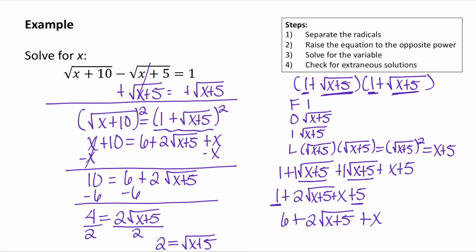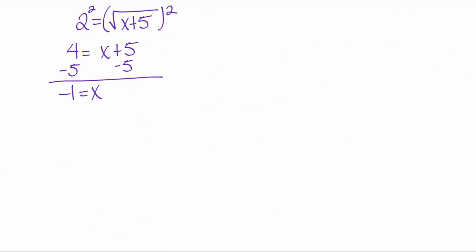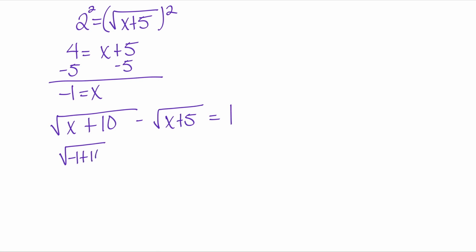Well, I still have to check my solution, so I'm going to go all the way back to the beginning, and I'm going to plug into the original problem itself. So I had the square root of x plus 10 minus the square root of x plus 5 is equal to 1. So when I plug in, I get the square root of negative 1 plus 10 minus the square root of negative 1 plus 5 equals 1.